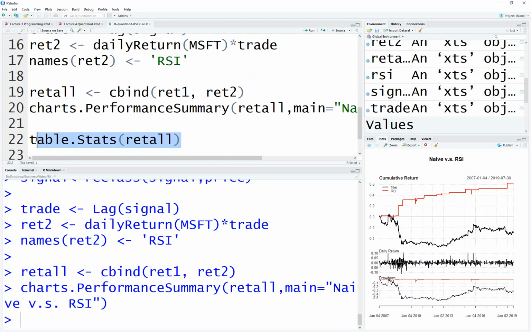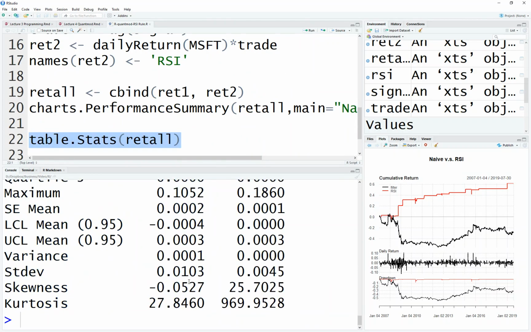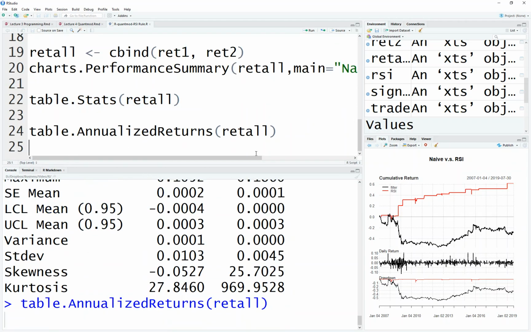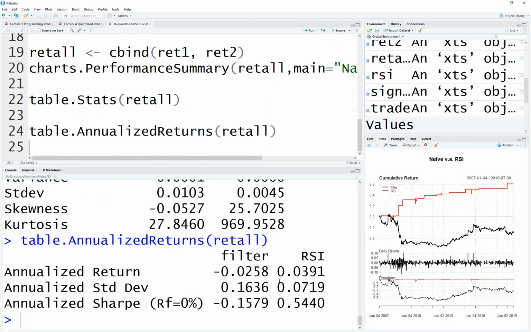So you can see the table of stats. Okay, so everything is given here, or the annualized return. You can calculate how you compare these two. Obviously, the Sharpe ratio of RSI is much better than the filter because the filter is losing money. So the risk is pretty low. You can see the standard deviation is not very high. The return is pretty good. So it's a pretty nice strategy. So here ends how we do the simple RSI rule. Thank you.